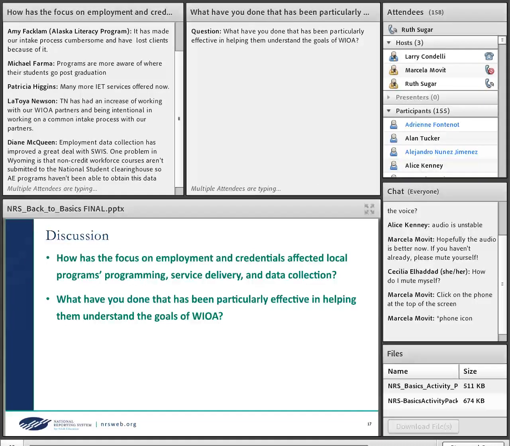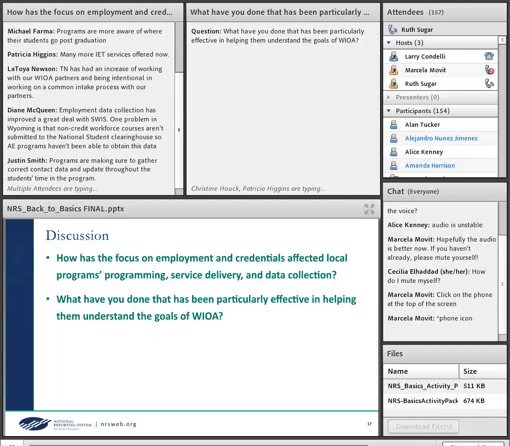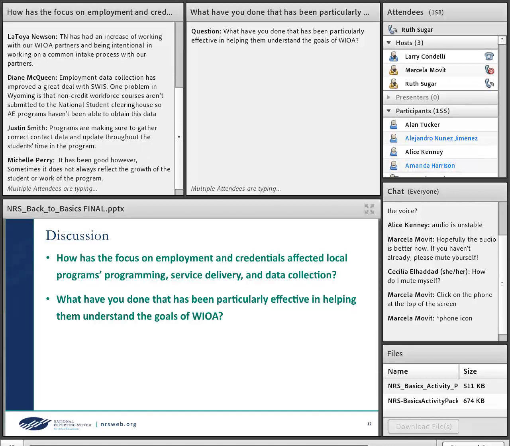Many more IEP services are offered now. Okay, and if someone wants to share what the impact of the IEP is, how that's a positive. Okay, Tennessee has had an increase of working with WIOA partners and being intentional in working on common intakes. That's great. The partnerships are so important, and it's good to hear them happening smoothly. And if people have suggestions for how you've had successful partnerships, please share.